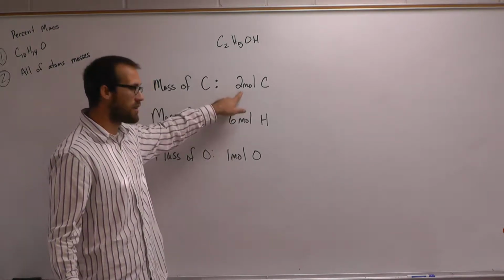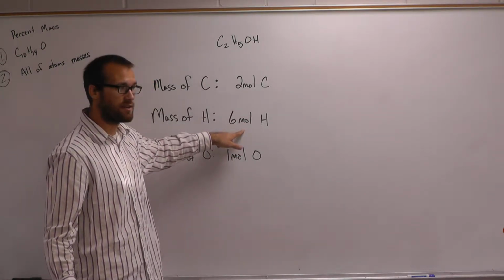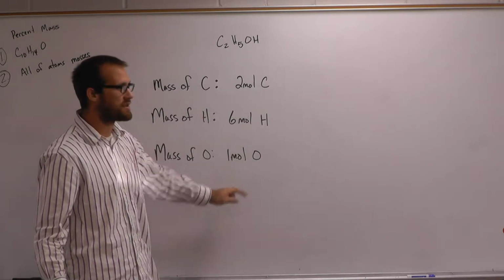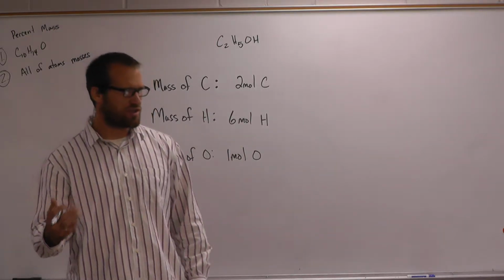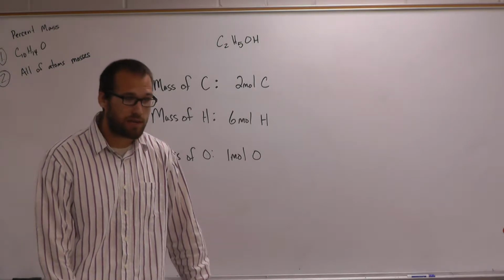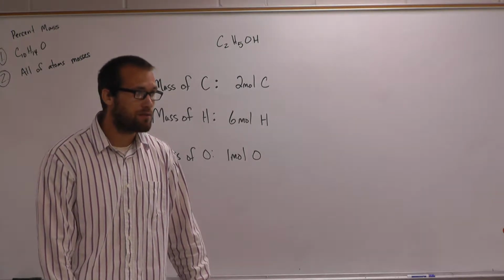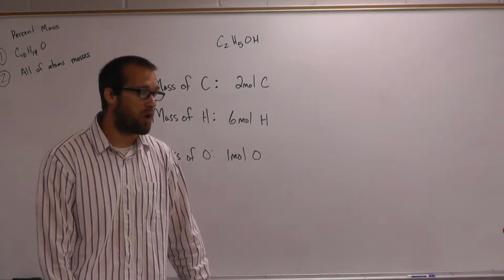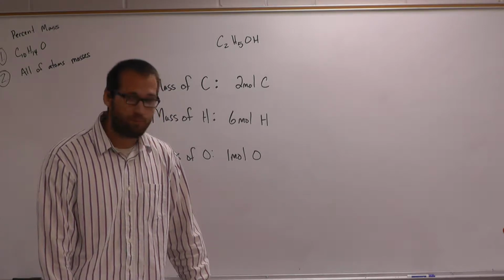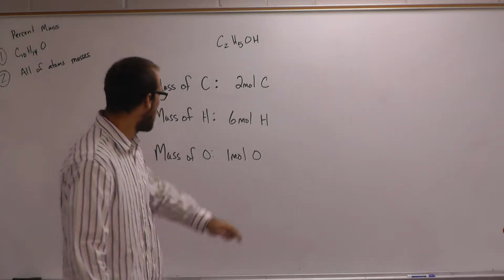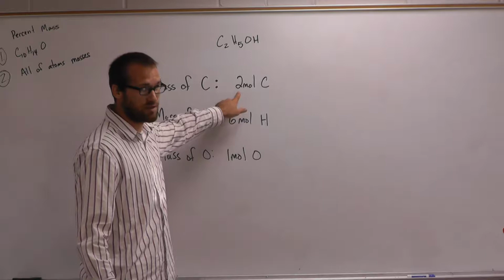Every time I've got 2 carbons, I gotta have 6 hydrogen. Every time I got 2 carbons, I better have 1 oxygen. It's a set ratio. So shouldn't the mass also then be a set ratio? It will be a set ratio. It's not gonna be a whole number ratio. Okay, because I know that 2 moles of carbon always weighs a specific mass.